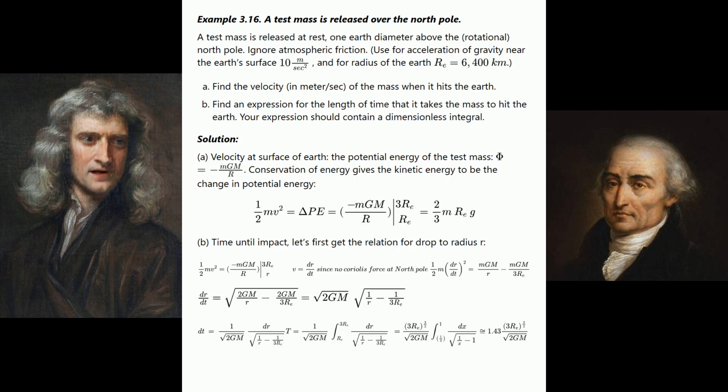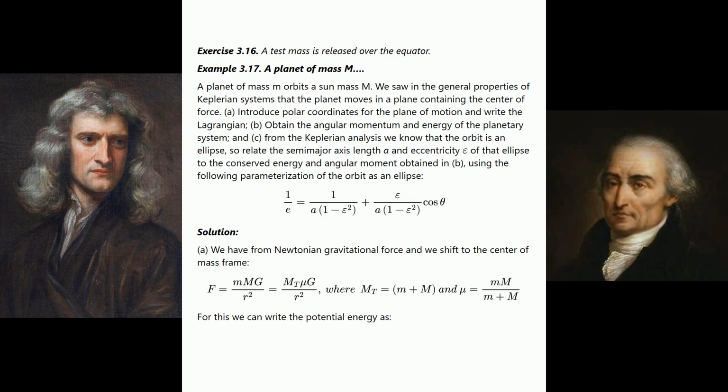Solution: A, velocity at surface of Earth. The potential energy of the test mass is phi equals minus G M m over r. Conservation of energy gives the kinetic energy to be the change in potential energy. See the next equation. B, time until impact. Let's first get the relation for drop to radius r. See the equation shown. Exercise 3.16. A test mass is released over the equator.